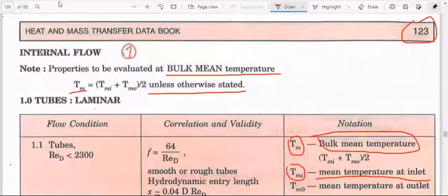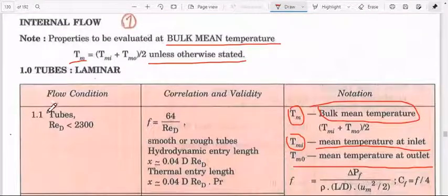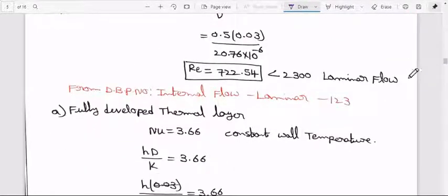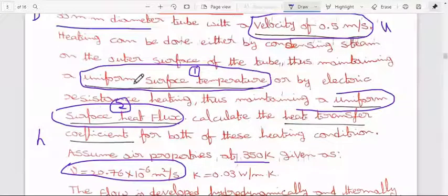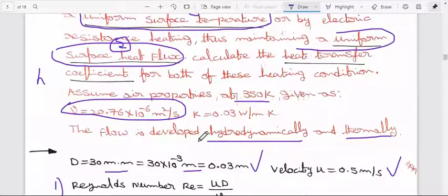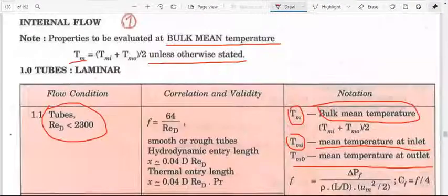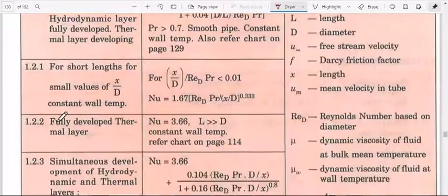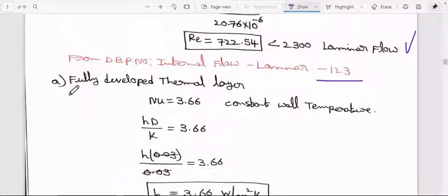From the data book page number 123, laminar flow in a tube is when the Reynolds number with diameter is less than or equal to 2300. The condition is satisfied, so I am considering the data book page. In this question the flow is developed, so I am considering the flow as fully developed, with fully developed thermal layers.